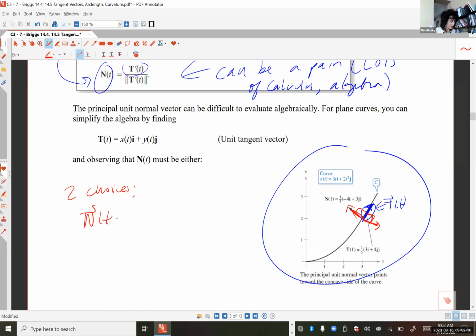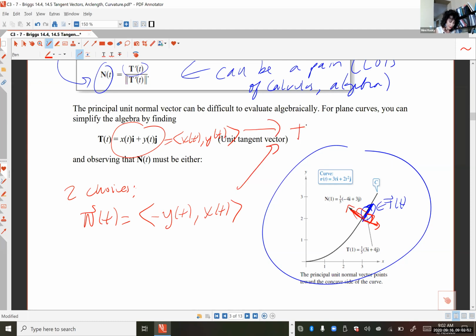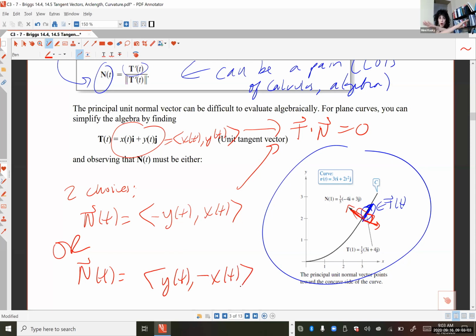But in 2 dimensions, remember, you just want this vector, when you dot product it with big N, to give you 0. So you could have negative Y and then positive X, and you can check that when you dot product these 2 together, you will in fact get 0. Or your big N could be positive Y of t, negative X of t. So it's like you swap the 2 components and negate one of them.